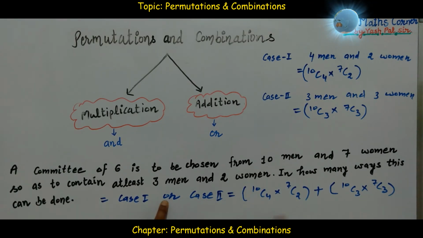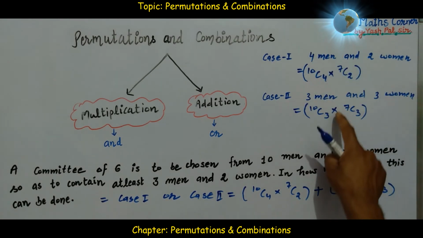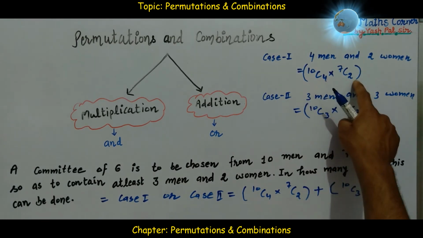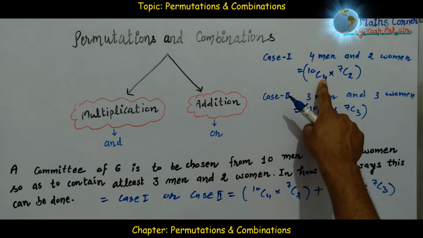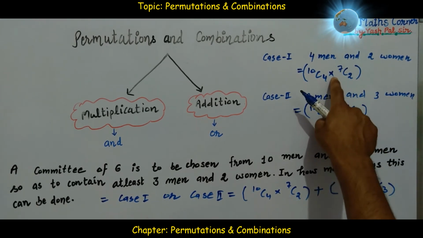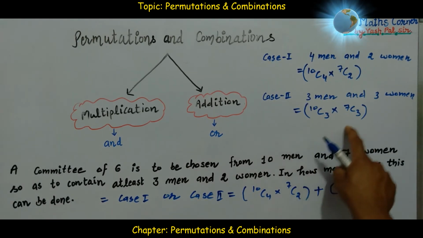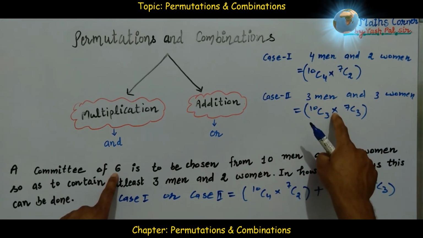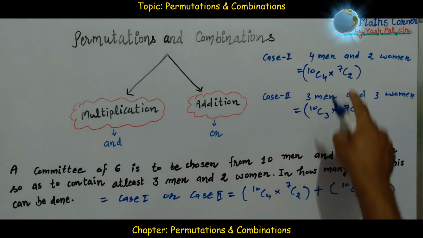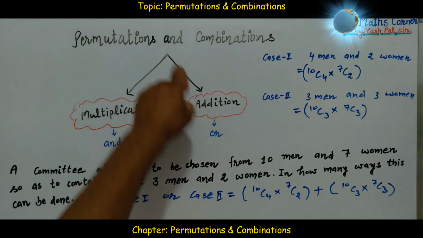So this or means the plus symbol is used, and we saw here this and means into, because in order to make the committee of 6, here only 4 were selected, so 2 more are required, so we used the multiplication sign. Here 3 men are selected, but we need 3 more, so that a 6-member committee is formed. So the multiplication symbol is used. This is how we can use the symbols of multiplication as well as plus in this topic of permutations and combinations.